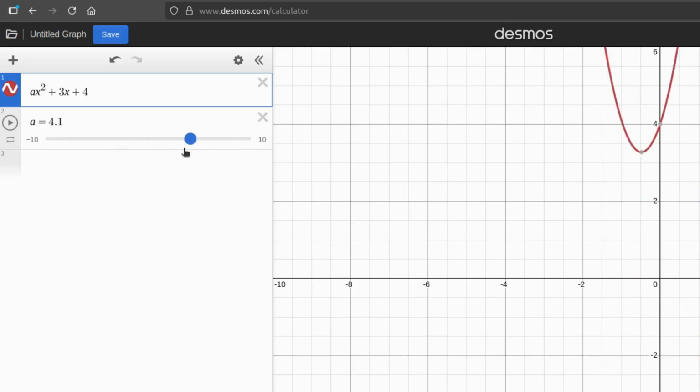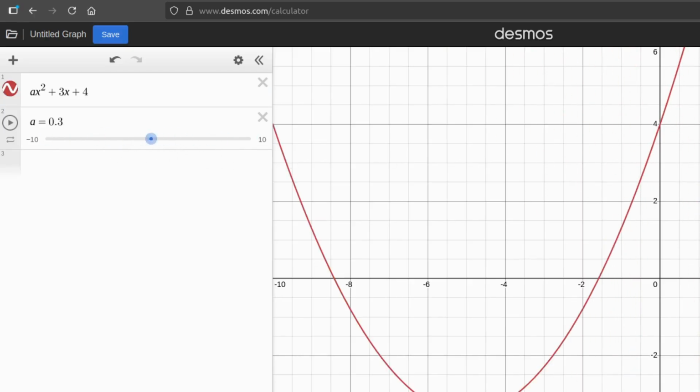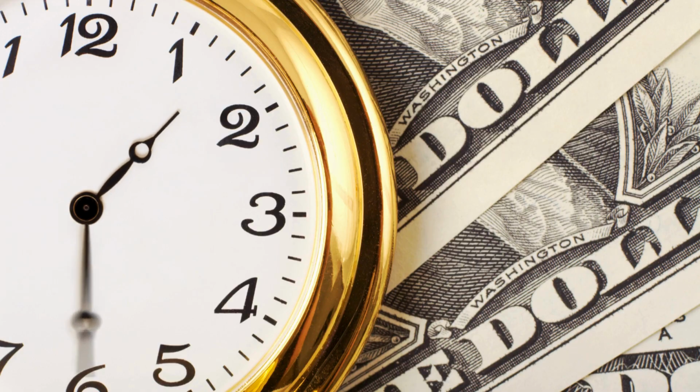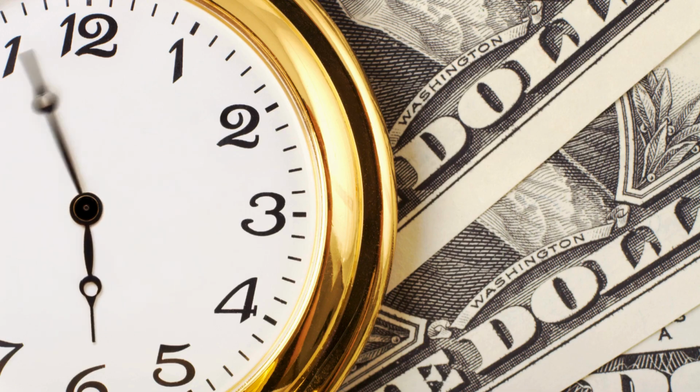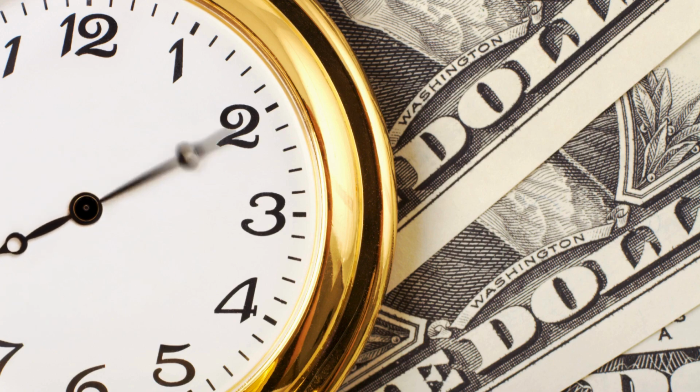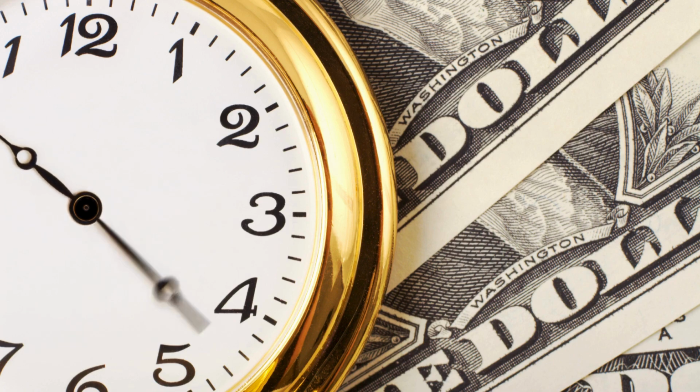Remember, on the SAT, time is money. And if you're using your time fiddling around with Desmos, that's valuable time you're just flushing down the toilet that you could be using to get a better score on your SAT.